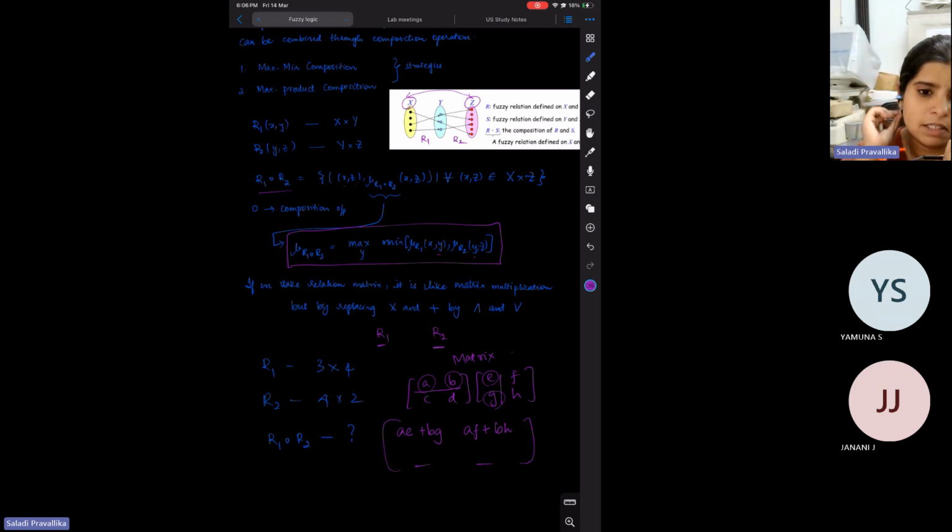But when you are dealing with a relation matrix for this maximum composition, instead of multiplication, you take an intersection. Instead of summation, you take the union, right? Intersection means we take the minimum, and union means we take the maximum. Okay. So we'll understand that when we take an example and we'll see how to calculate this.